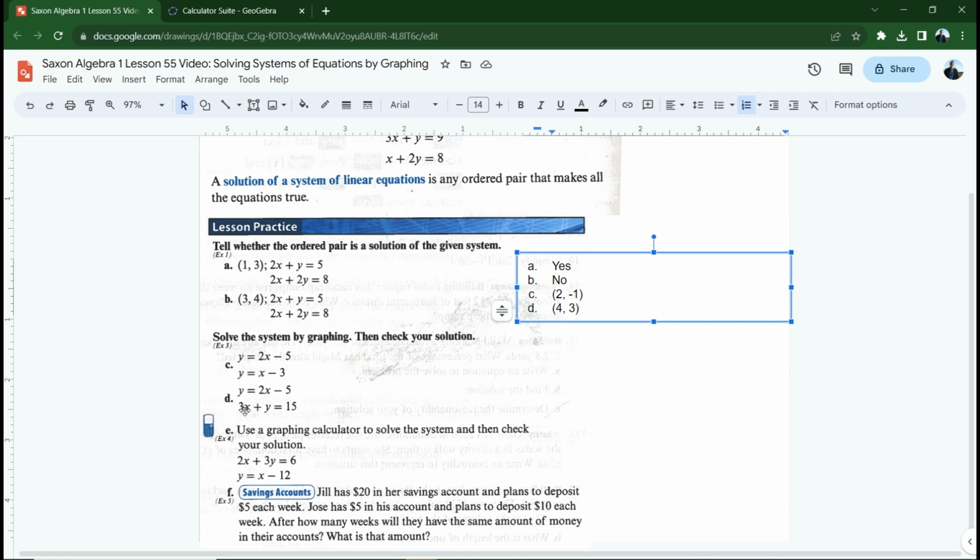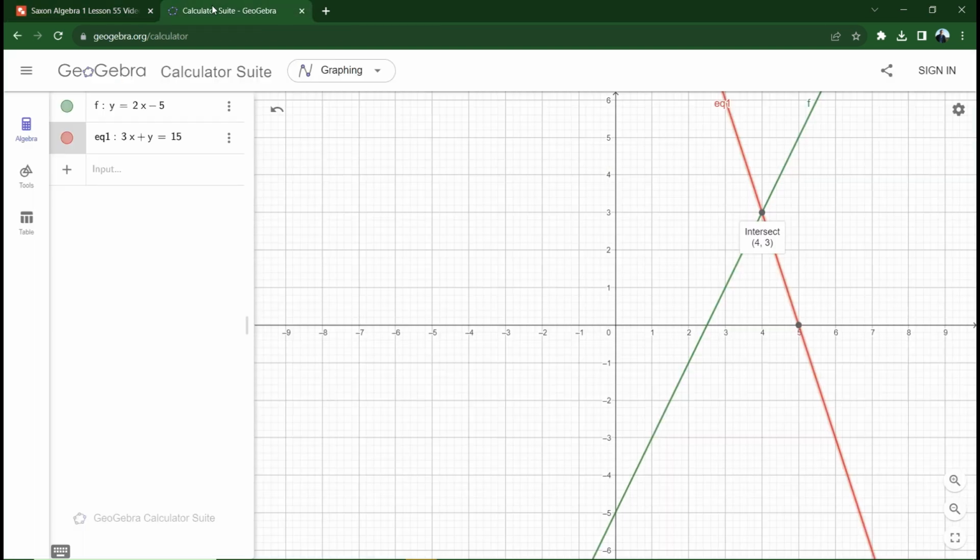And then let's see. I'm going to plug in 4 for x and 3 for y. 3 times 4 is 12 plus 3 equals 15. Solves both equations. That's a good ordered pair. All right, now let's do the next one, the one that actually calls for a graphing calculator. 2x plus 3y equals 6.